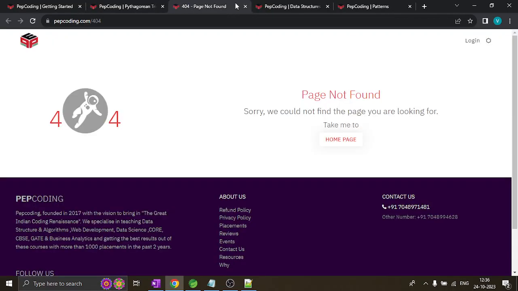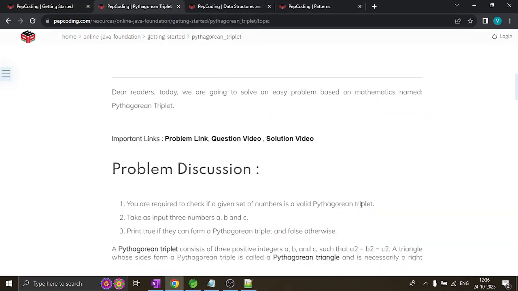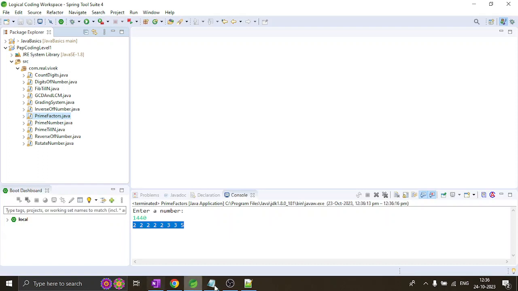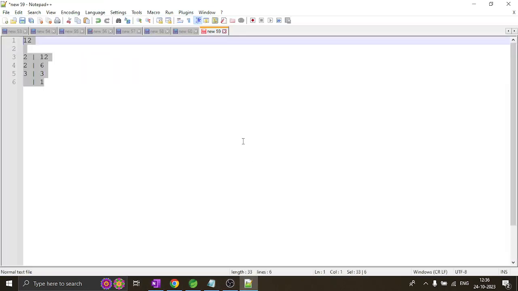Okay, problem link, let me click here. So the question says that we have to take three numbers as input a, b and c, print true if they can form a Pythagorean triplet and false otherwise. So as we know, a Pythagorean triplet is formed when a square plus b square is equal to c square, right?